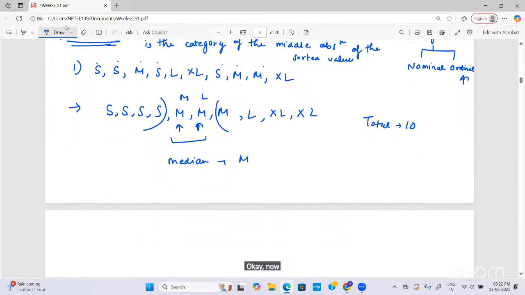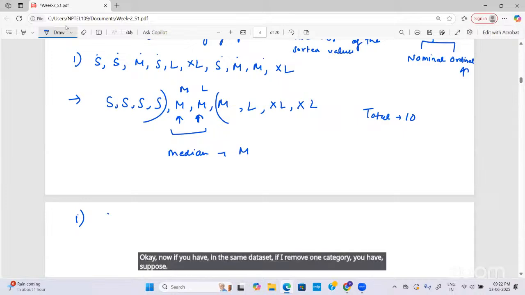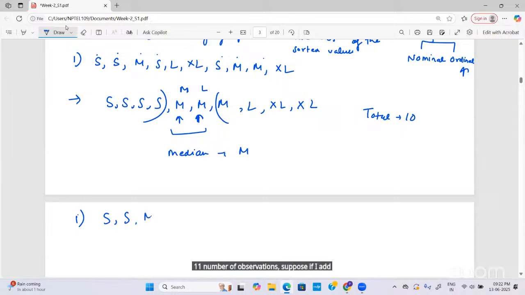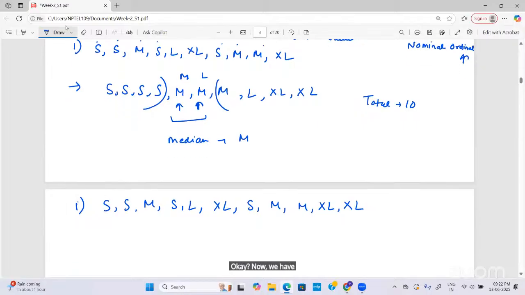Now in the same data set, if I add one more observation, suppose you have 11 observations. Again, we have to arrange. So S is 4 times. Then we have M 3 times. Then we have large 1 time, and then we have XL 3 times.